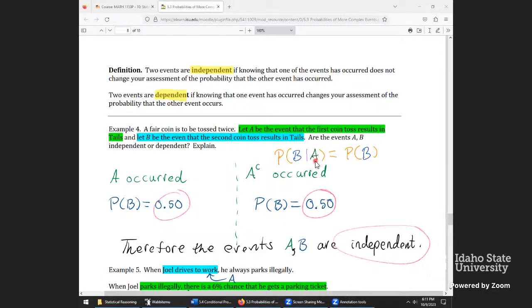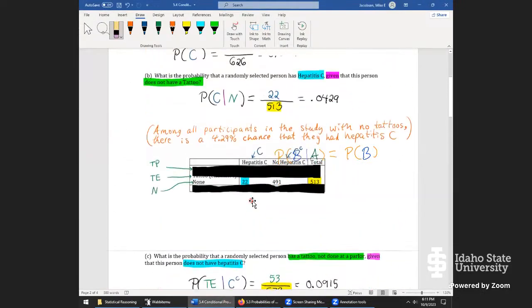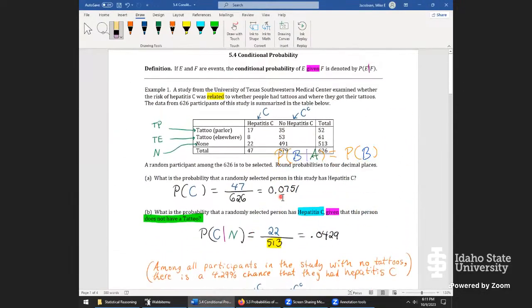This would mean A occurring or not had no bearing whatsoever on the computation of probability of B. This didn't happen to us at all. Our probabilities were different. Let's take a look at them. When we, for example, did the probability of C right here, we got a 7% chance. But probability of C, having hepatitis C, given no tattoos, well, if you didn't have tattoos, it went down to about 4 1/3% chance. So that means these are dependent events. Having hepatitis C is dependent upon whether we know this event occurred or didn't occur.